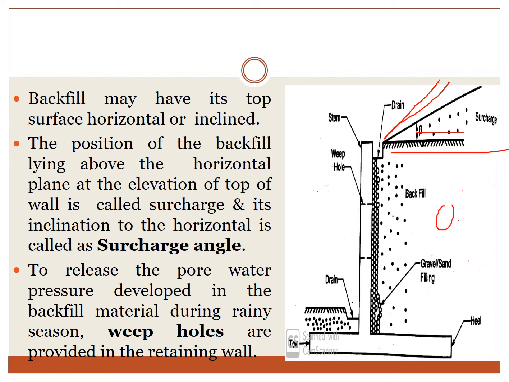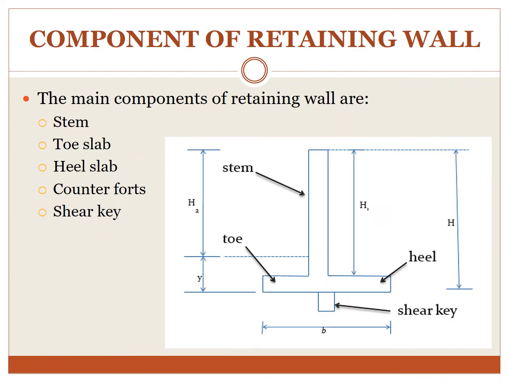To release the pore water pressure developed in the backfill material during the rainy season, a weep hole is provided in the retaining wall. Next is the components of the retaining wall. The main components of the retaining wall are the stem, this portion here, then the toe slab, the heel slab, the counterfort and the shear key.